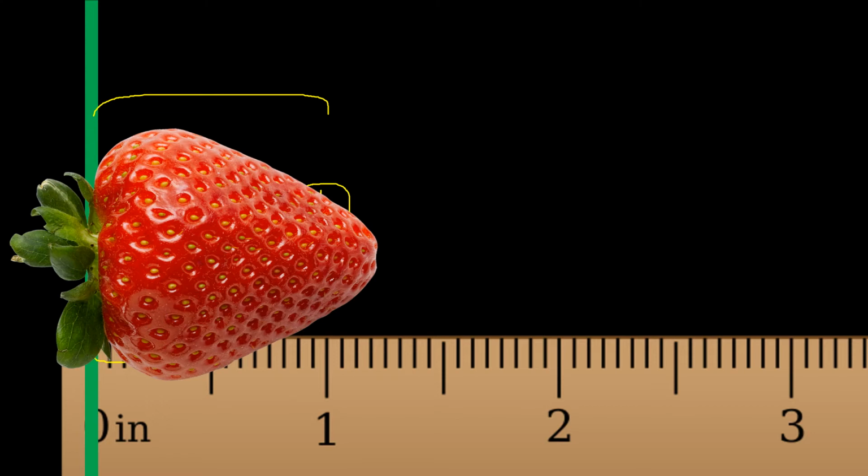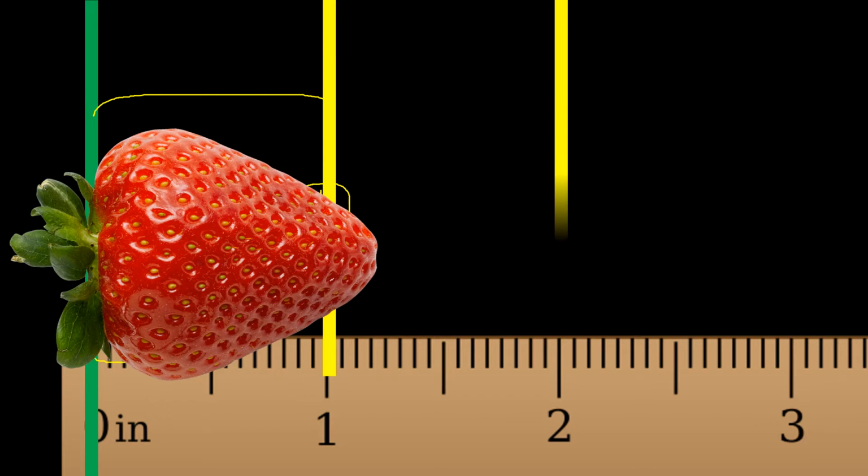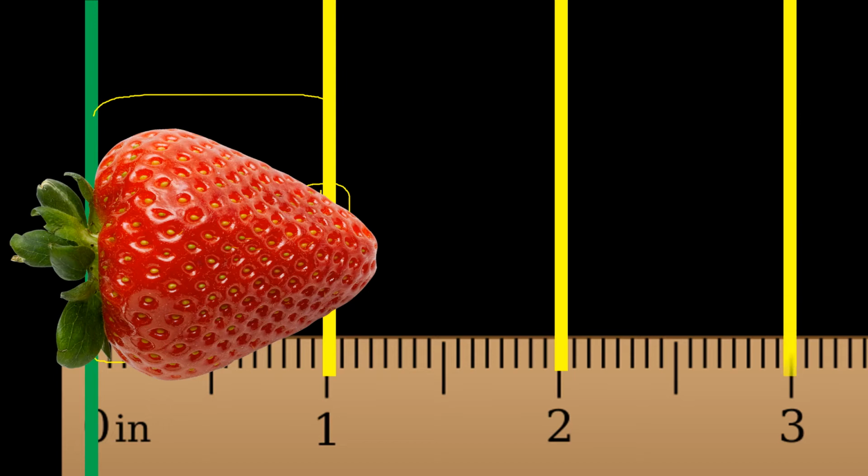Now look at that green line. And now here comes a yellow line. That's 1 inch right there. Now, if you're watching this on a big computer screen or on your TV, that's not a real inch. You'd have to look at a ruler or a quarter to see that. You can see this strawberry is longer than an inch. Now, that next yellow line is 2 inches, and that last one is 3 inches.